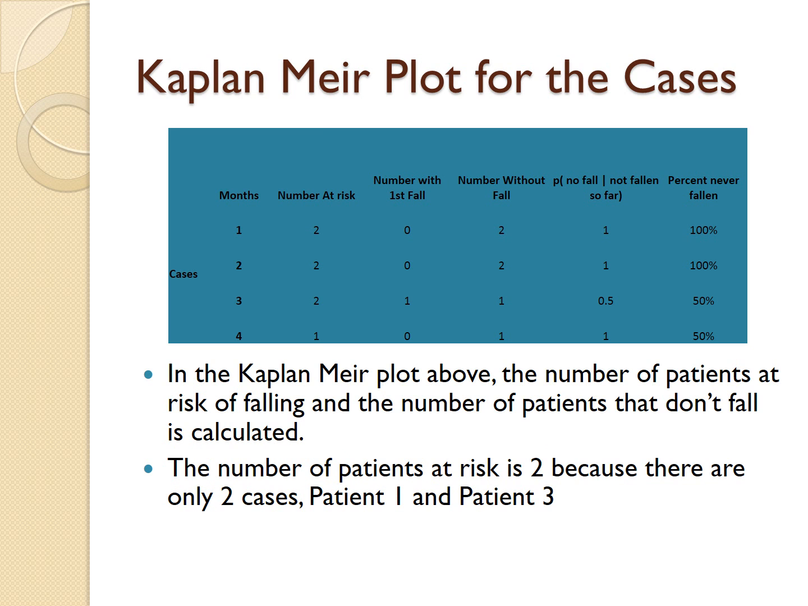Now we're gonna work on the Kaplan-Meier plot for the cases. As you can see, I chose blue for all the cases and yellow for all the controls. In the Kaplan-Meier plot above, the number of the patients at risk of falling and the number of patients that don't fall is calculated. The number of patients at risk is 2 because there are only 2 cases, patient 1 and patient 3.